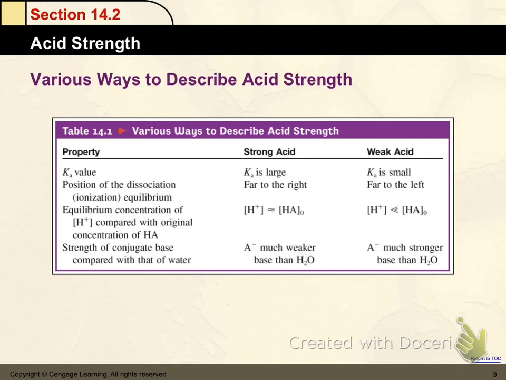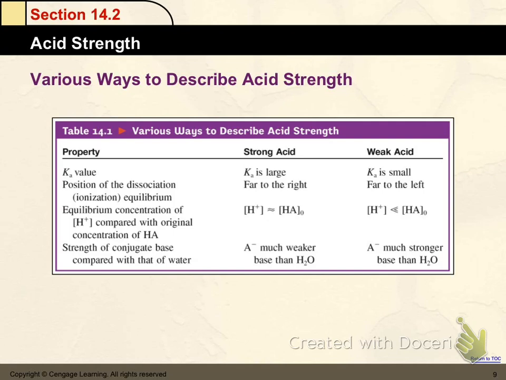Now, K means the same thing in this chapter as it did in the last chapter. Ka, the A stands for acid. So this is the equilibrium constant for acids. So the Ka value, if it's very large, it means you got a strong acid, because if K is large, it's then going to the right. If it's small, it's going to the left. Got it? Position of the dissociation equilibrium, that's the same thing really as K. If it's far to the right, it's strong. If it's far to the left, it's weak.